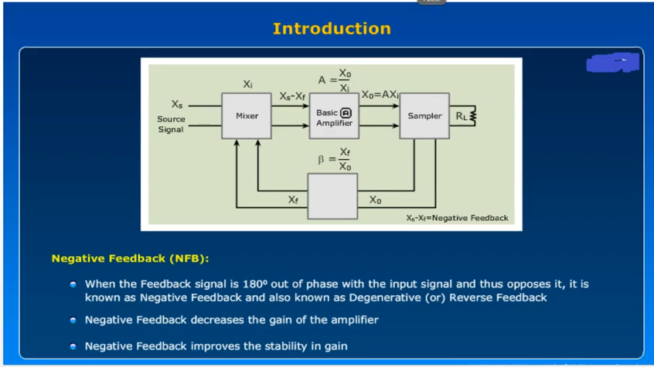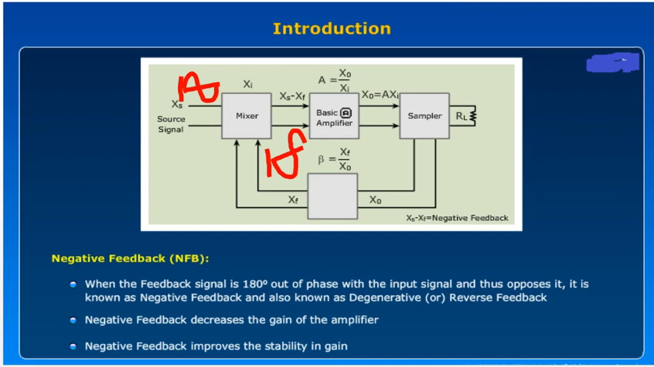Negative feedback. When the feedback signal is 180 degrees out of phase with the input signal, it is known as negative feedback, also known as degenerative or reverse feedback. It means that the input signal and the feedback signal have a 180 degree phase shift. So here is a sinusoid signal at your input, and the feedback signal is like this, with a 180 degree phase shift. Such a feedback is called negative feedback.